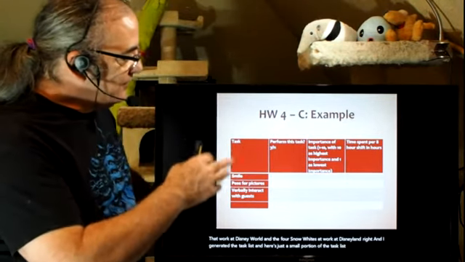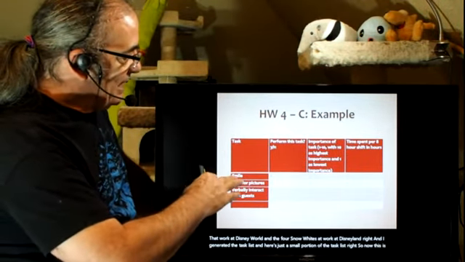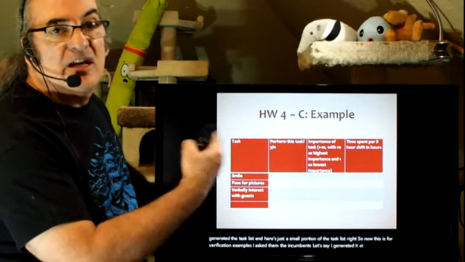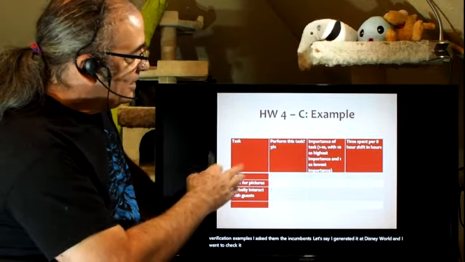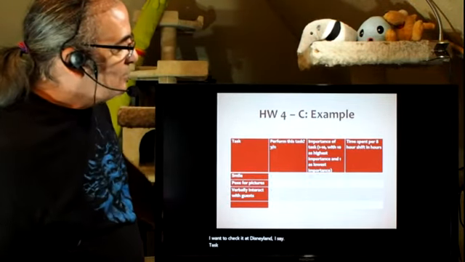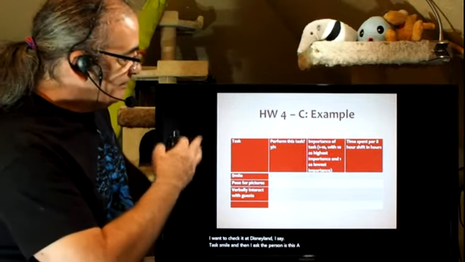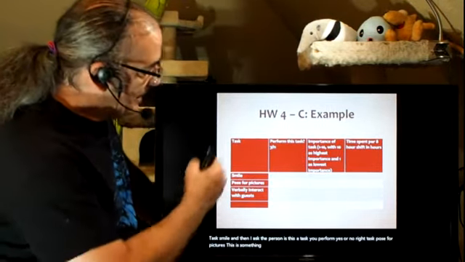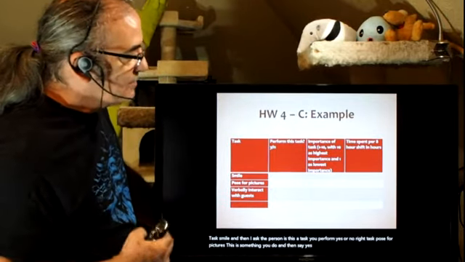So now this is for verification examples. I ask then the incumbents, let's say I generated it at Disney World and I want to check it at Disneyland. I say, task, smile. And then I ask the person, is this a task you perform, yes or no, right? Task, pose for pictures. Is this something you actually do? And you say yes, right? Verbally interact with guests, yes, right?